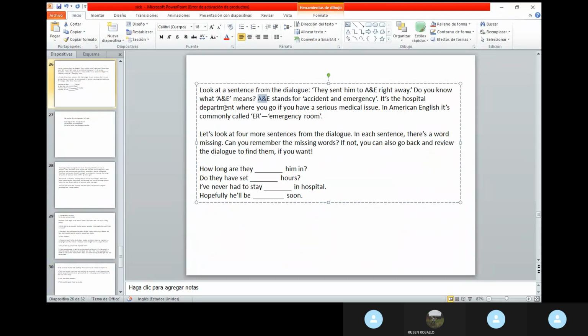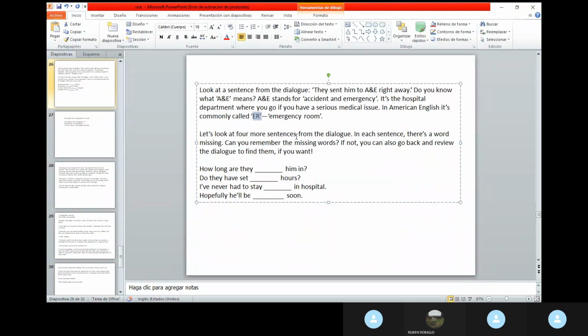Is the hospital department, o sea, es un departamento, ahí nos especifican. Where if you go to serious medical insurance in America is commonly called ER, emergency room. Acá tenemos otra abreviación, emergency room.